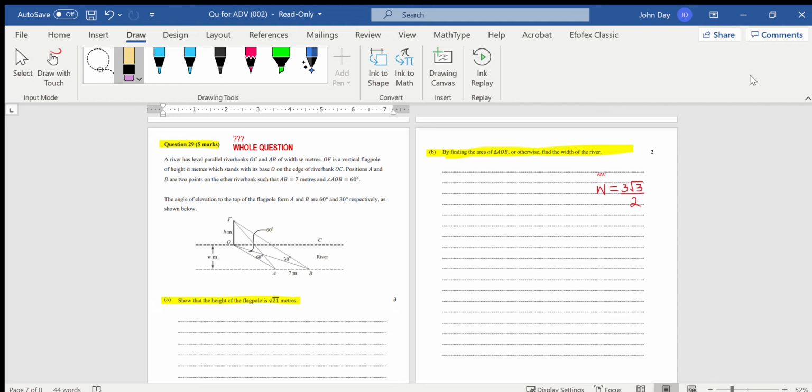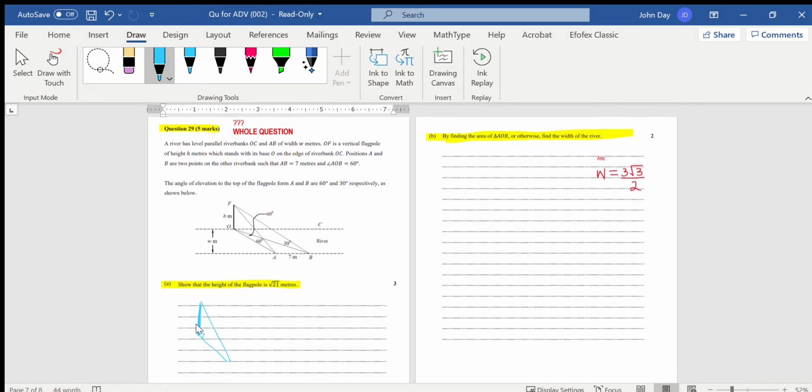Alright, so this looks like a 3D question here. You've got a vertical flagpole OF, standing vertically, and you've got two triangles. Hold on, I've got to get myself a pen. You've got this one which has a right angle in it, and I'll just give myself a bit more room.